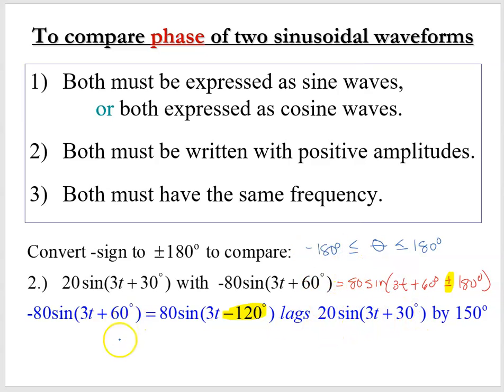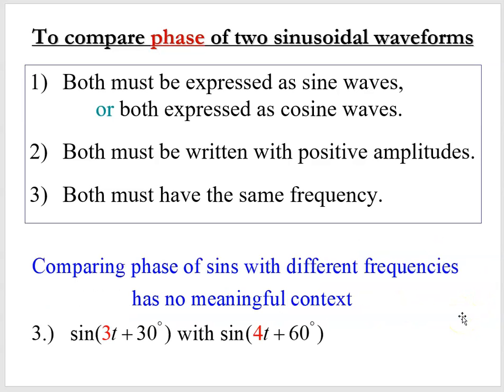So then we can say that negative 120 is lagging this 30 by 150 degrees. And lastly, we can't compare these two. No meaningful context because they have different frequencies.